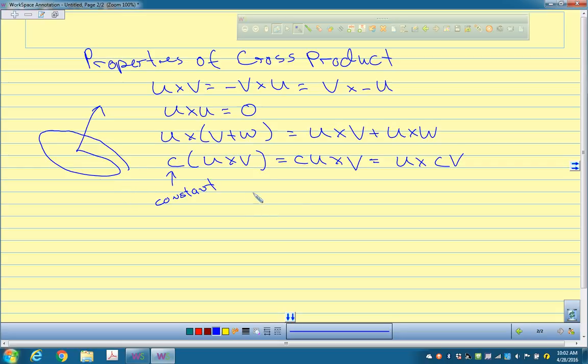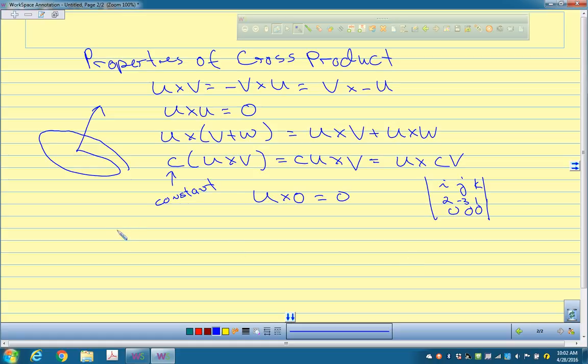U cross 0, guess what U cross 0 is? 0. Because if you think about that, say I have i, j, k, and then I have some vector, say its components are 2, -3, 1, and then I put zeros down here, all my determinants are going to end up being 0. So that's how you get a 0.